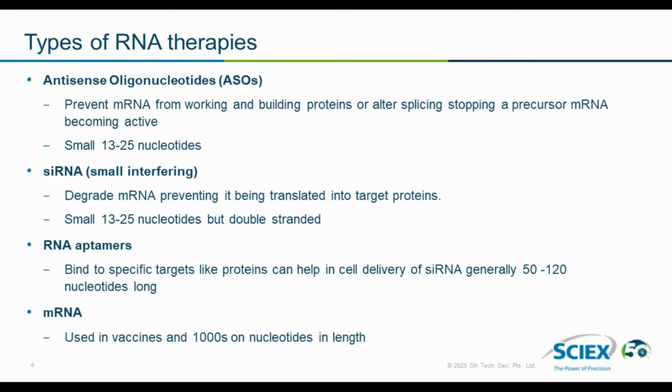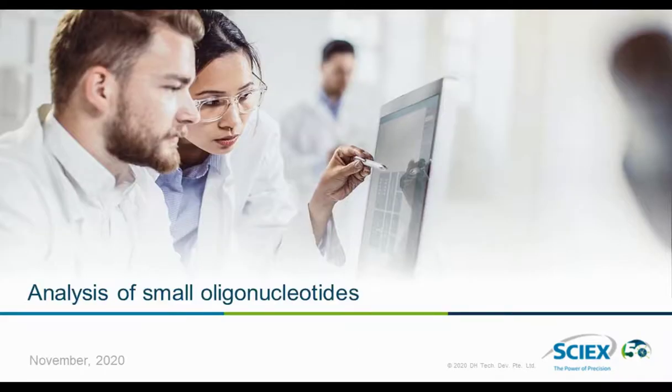So as you can see, the RNA therapies range from small ones, 13 to 25 single-stranded nucleotides, double-stranded nucleotides, up to very large nucleotide lengths of over 1,000, even 10,000 nucleotides in length. So now I want to move back to the first area of this, which is ASOs, or small oligonucleotides.